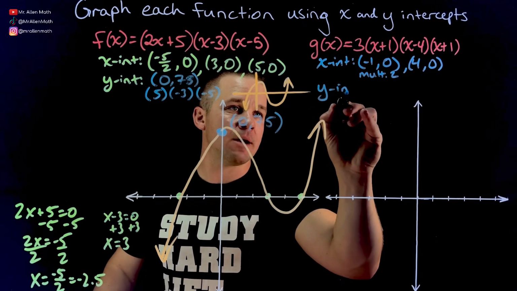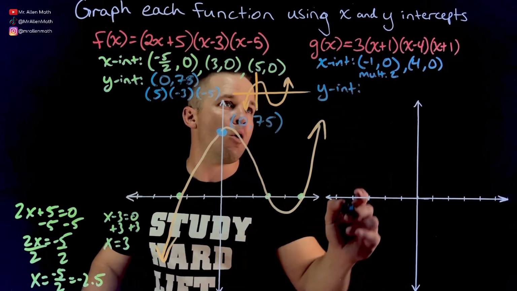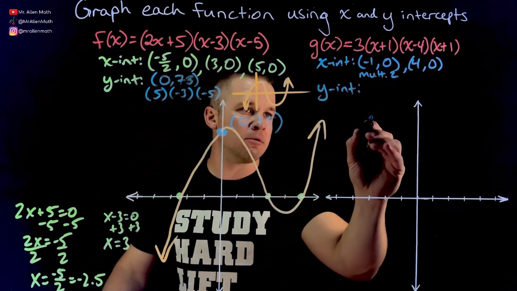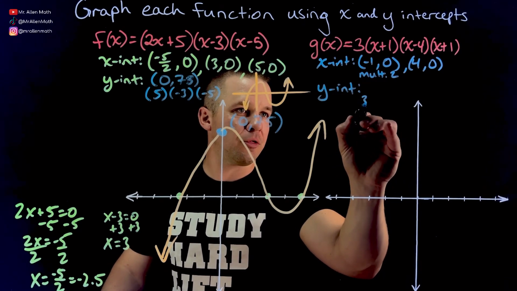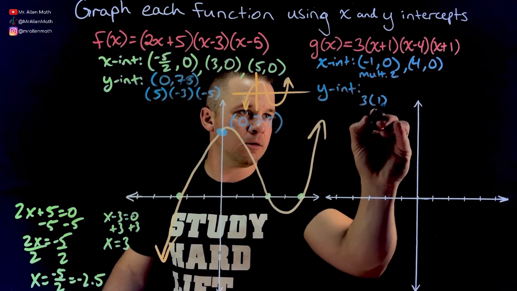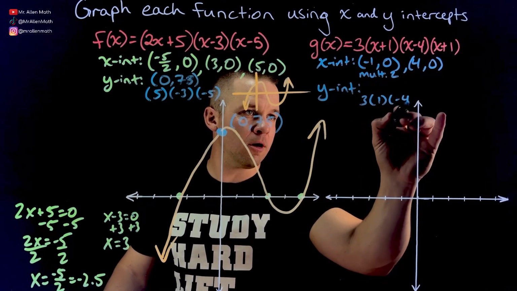Next up, my y-intercept. If I plug in 0 for everything, what are we going to get? Well, when I plug in 0, again, I'll do this right below it so we can see the work. If I plug in 0, I've got the 3 out front. That's going to be 1. That's going to be -4.